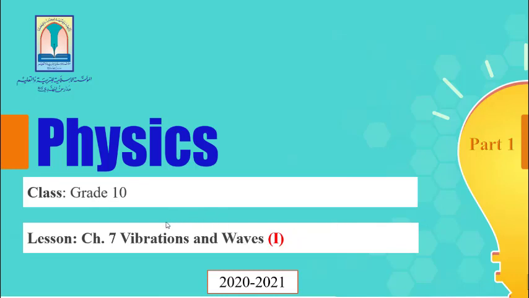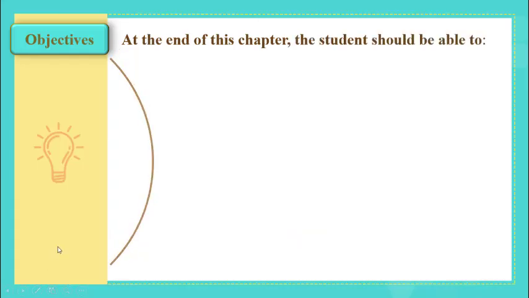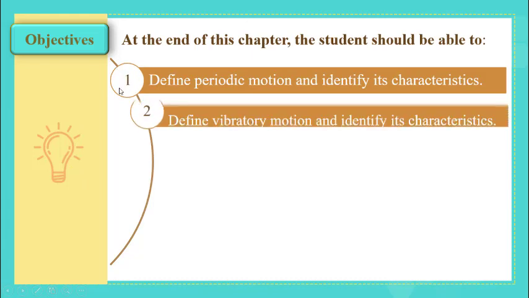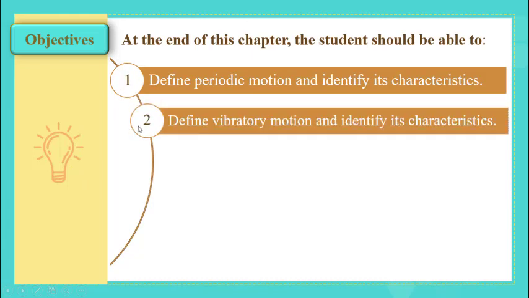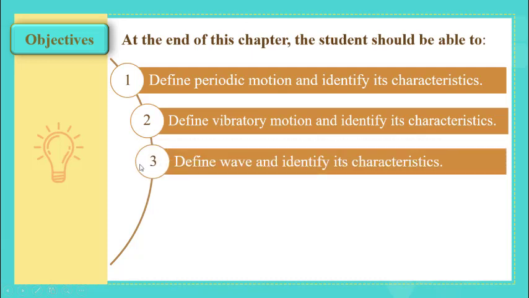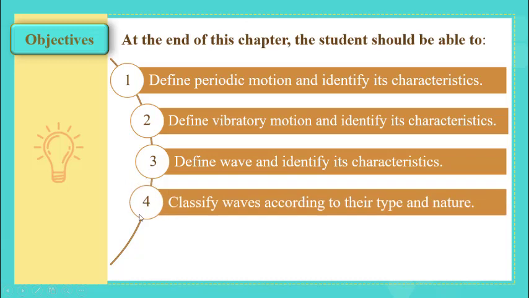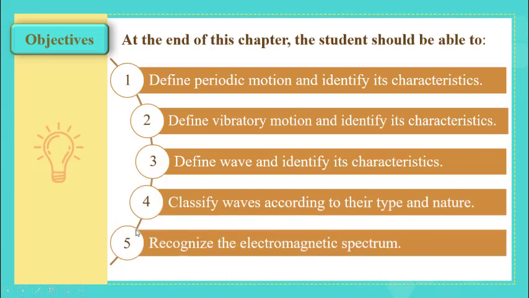Today we will start with our first lesson, Chapter 7 Vibrations and Waves Part 1. By the end of this chapter, you will be able to define periodic motion and identify its characteristics, to define a vibratory motion and identify its characteristics, to define wave and identify its characteristics, to classify waves according to their types and nature, to recognize the electromagnetic spectrum. Currently, we will deal with the first two objectives.